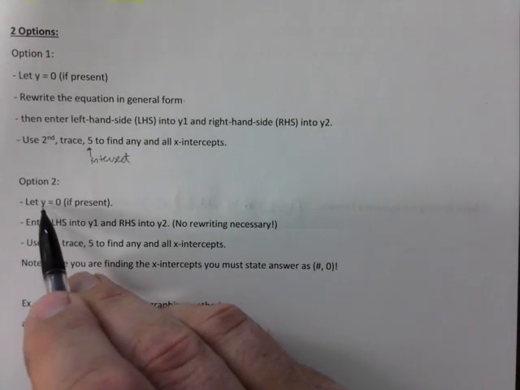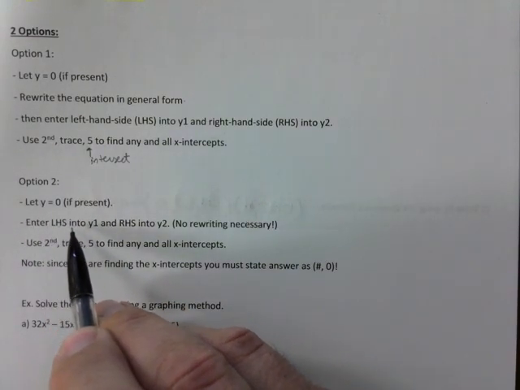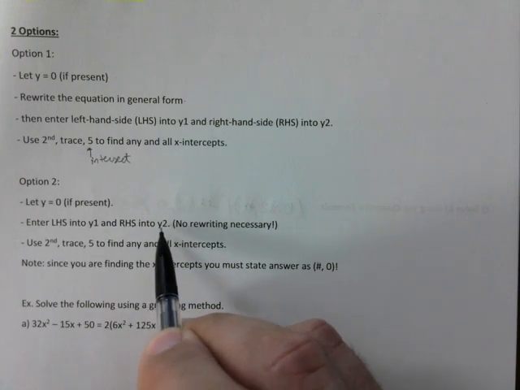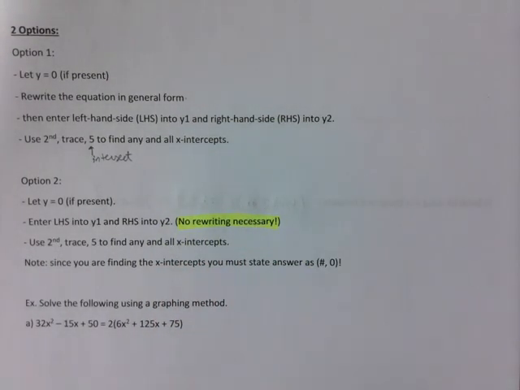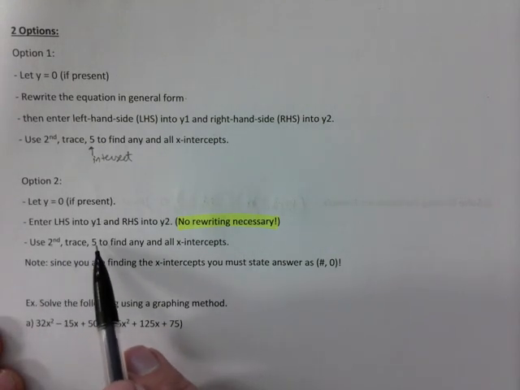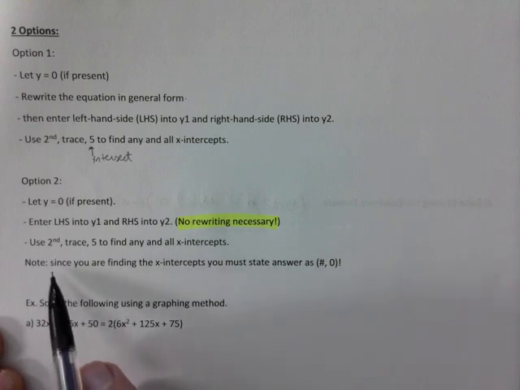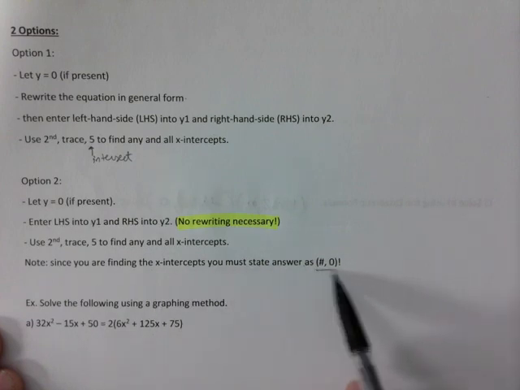We let y equals 0 if present still. But watch this. You enter the left-hand side into y1 and the right-hand side into y2. There is no rewriting necessary here. That's why option 2, I will never make you do one over the other when it's graphing. You choose which one you want, how you want to do it. And then you use second trace 5 to find any and all x-intercepts. Watch. Since you're finding the x-intercepts, you must state the answer like this.